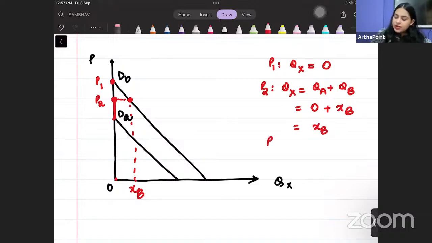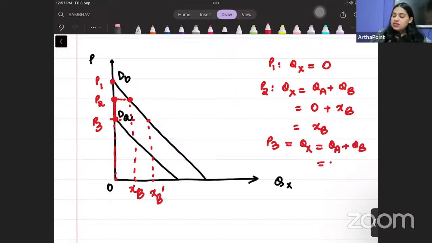But think about price P3. At P3, maybe the curve of A is just touching the y-axis. Meaning his demand is still 0 only. But the demand of B, let's say it is this much, XB dash. So the total demand, which is QX, will be demand by A plus demand by B. A is demanding 0. B is demanding XB dash. So total demand will be XB dash.